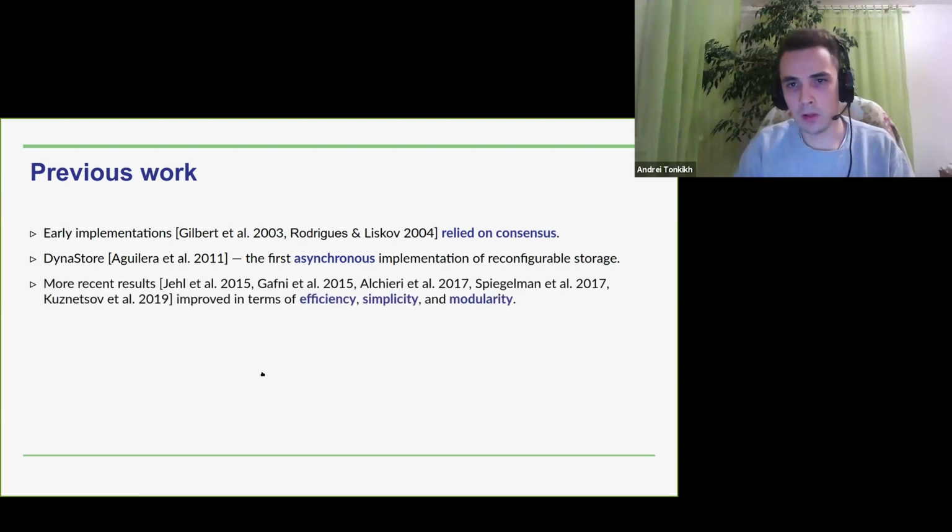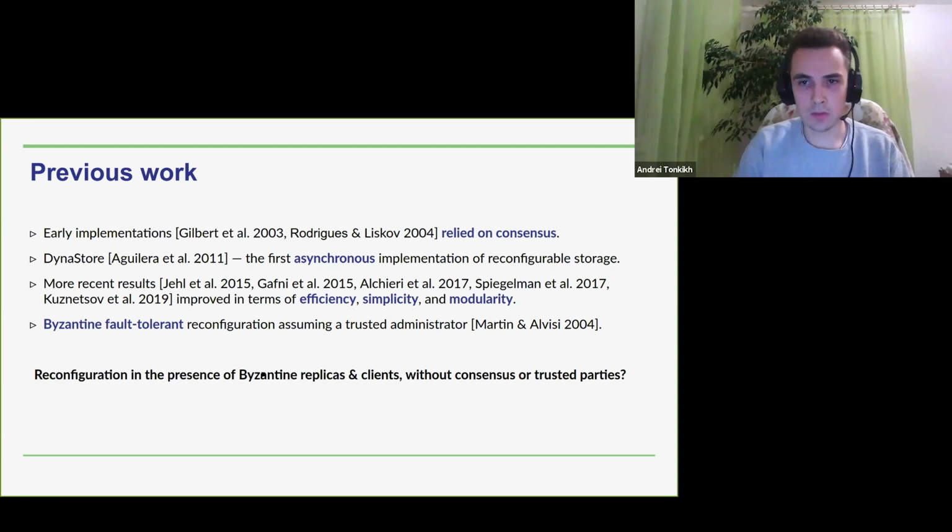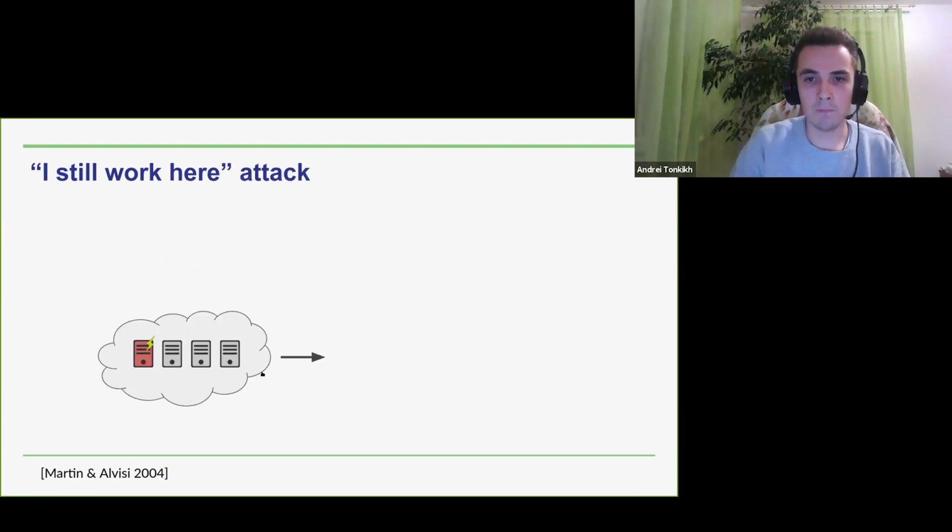More recently, a lot of progress was made in defining abstract asynchronous reconfiguration in a simple and efficient way, but all these solutions assume benign crash failures. The only comparable solution tolerating Byzantine failures assumes a trusted administrator. But is it possible to implement asynchronous Byzantine fault-tolerant reconfiguration without a trusted administrator? Let us see why this is not trivial.